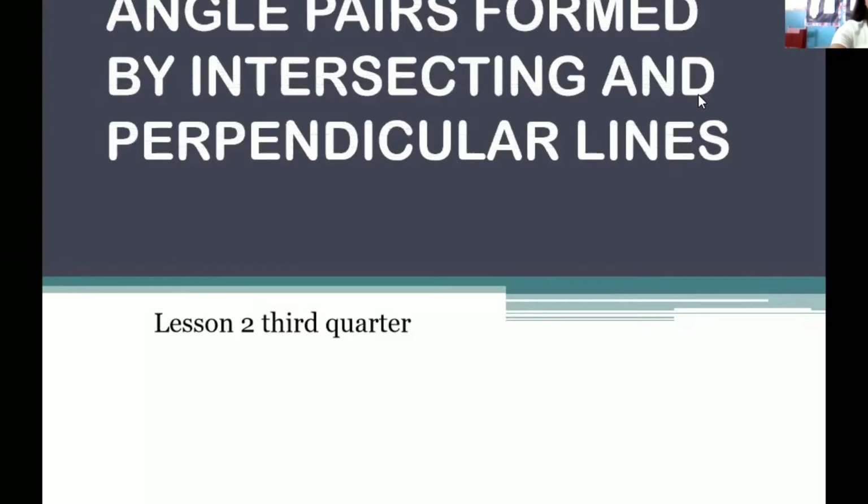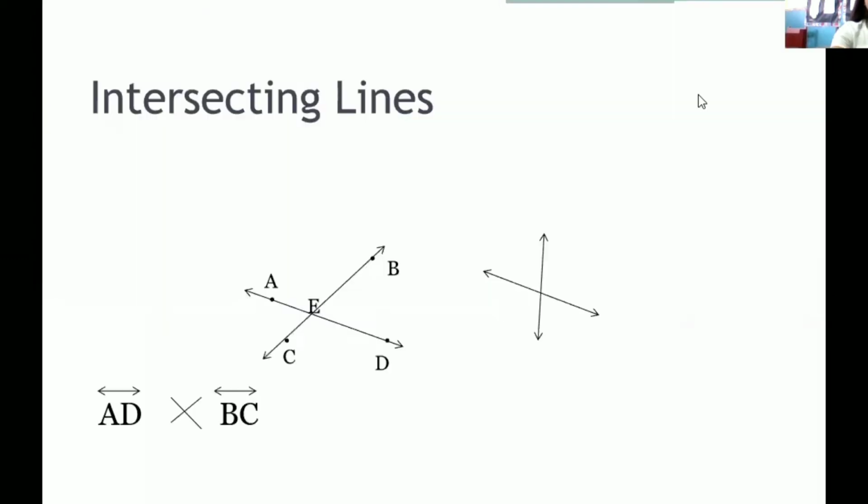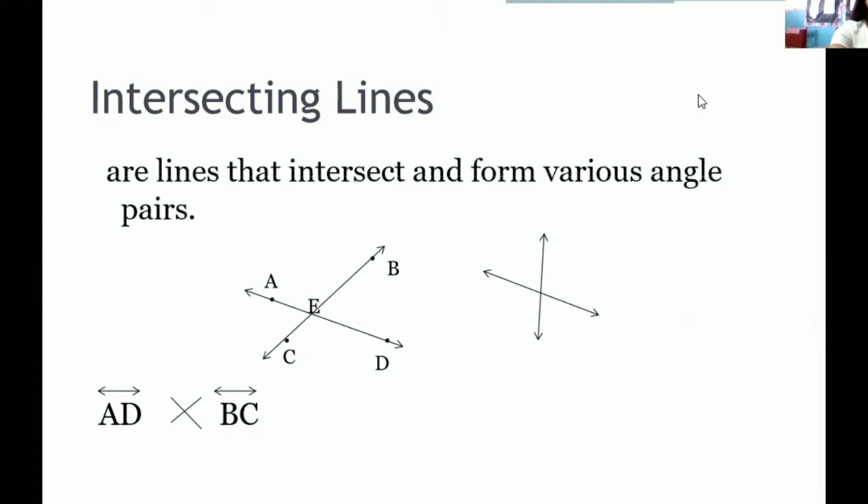This lesson is about angle pairs formed by intersecting and perpendicular lines. So we have here intersecting lines. What is an intersecting line? From the figure below, what have you observed? Intersecting lines are lines that intersect and form various angle pairs.